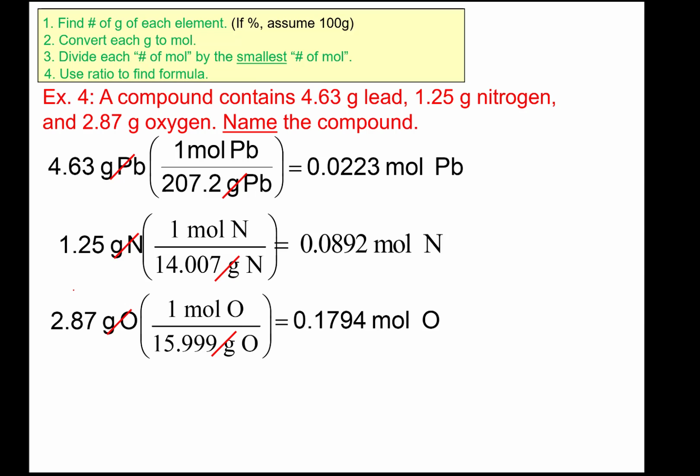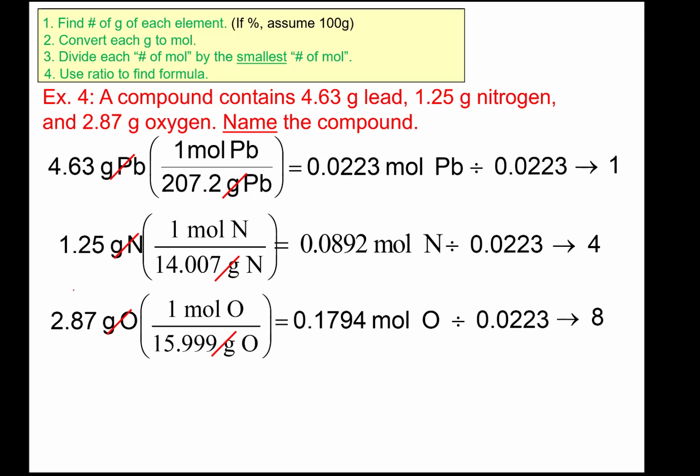Now we look for the smallest number, which is 0.0223. So divide each number by that. And we get those numbers. So for a formula, we get PbN4O8. What in the world is that? Do we know how to name that compound? No. So what are you thinking? What could this be? PbN4O8. Does that look like you can do anything with it based on our screencast in this unit?